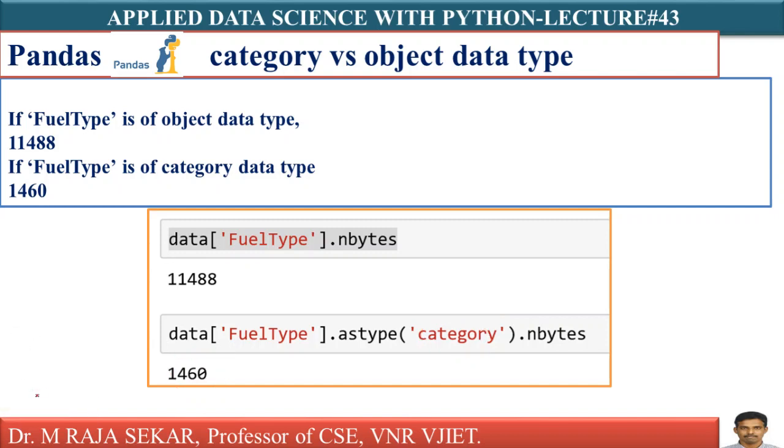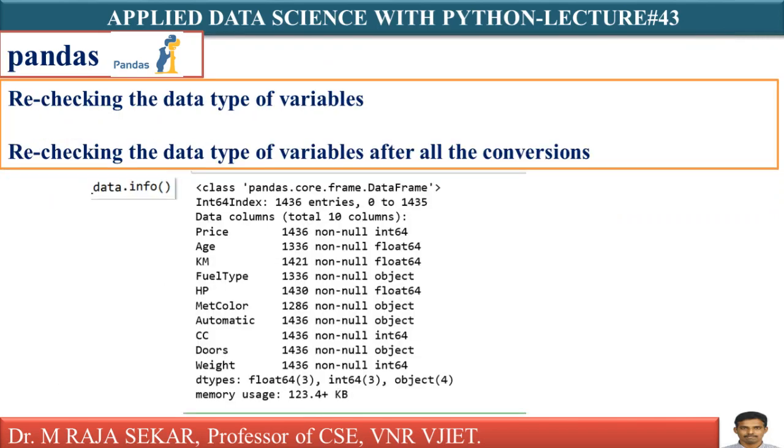Data type conversions, meaning assigning the appropriate data type, is very important. As I told you, we will go ahead with the object data type only. For illustration purposes, I explained the difference between object data type and category data type, where category data type occupies very little memory compared to object data type. Now, rechecking the data types of variables.